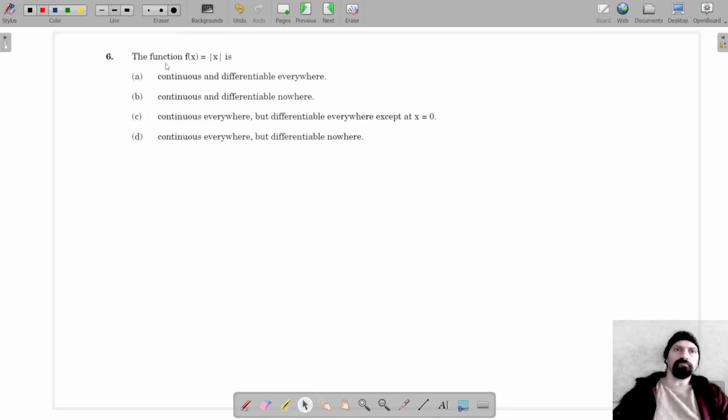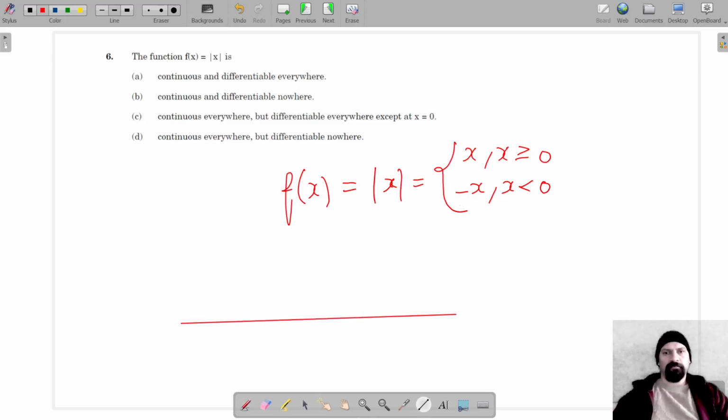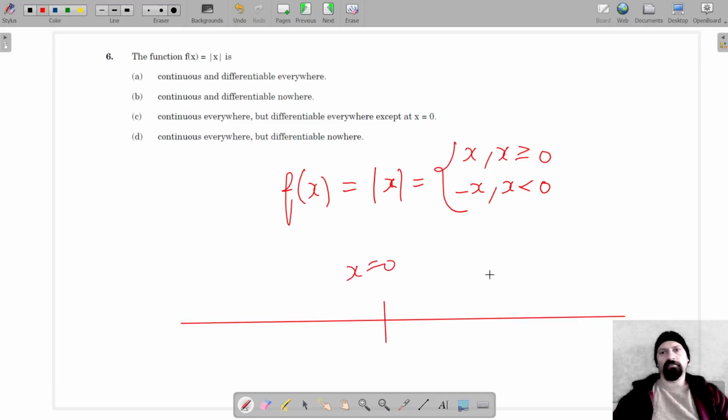Okay, for the next question, we have to check where this modulus function is continuous and differentiable: everywhere, or nowhere. We have to choose the correct one. So f of x is equal to modulus x. We know that the value is x when x is greater than or equal to 0, and negative x when x is less than 0. If I plot it on the number line, taking this as 0, greater than 0 has the value x and less than 0 has negative x.